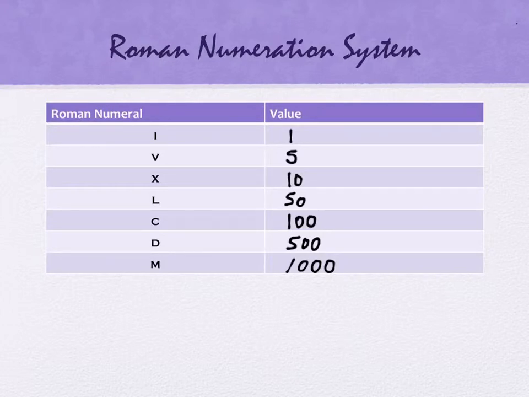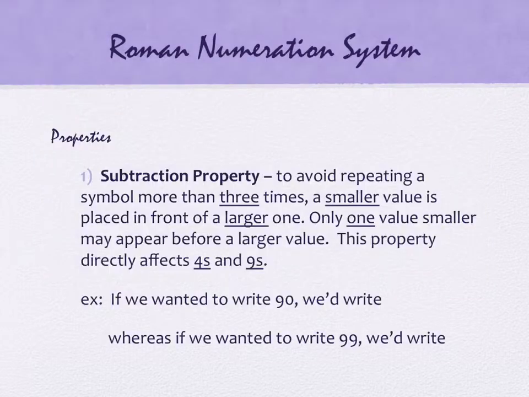They also do a couple of other interesting things. One of them that you're probably familiar with, and one of them that you're probably not. So the one that you're familiar with is the subtraction property, probably. To avoid repeating a symbol more than 3 times, which means they don't repeat a symbol 4 times, 5 times, 6 times, a smaller value is placed in front of a larger one. Only one value smaller may appear before a larger value. I'll tell you what I mean by that in a minute. This property directly affects only 4s and 9s. So it will never affect, say, a 3 or an 8. It will only affect 4s and 9s.